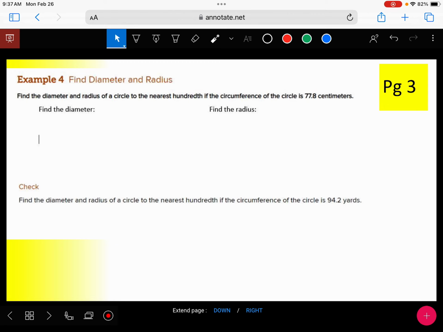So now example 4 here at the bottom of page 3, we're going to be finding diameter and radius. Even though we're working with circles, we might not always be given the visual of a circle. That's all right. One thing you can do is draw your own visual. So here, we said that our circle has a circumference of 77.8 centimeters.